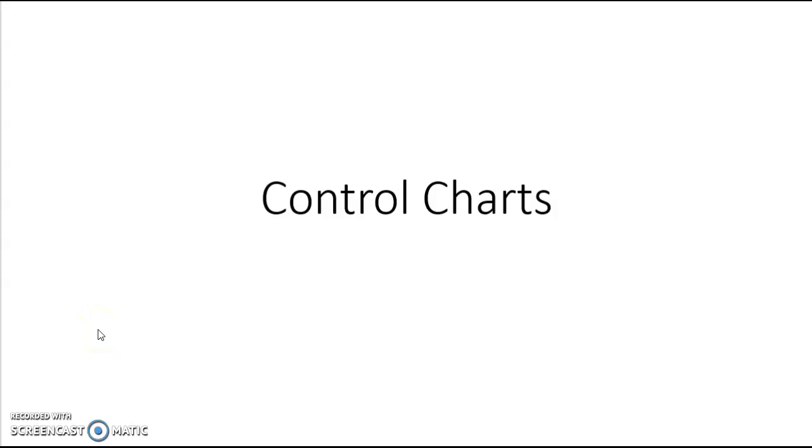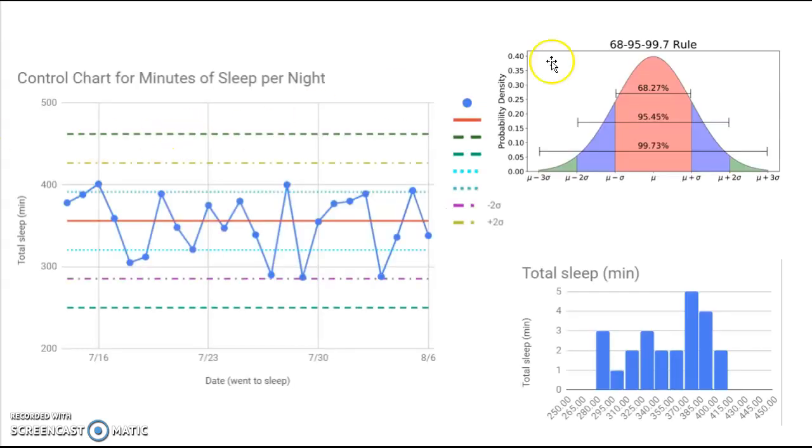Let's talk a little bit about control charts and the math behind them. What do these three charts have in common? So this is my control chart I created for minutes of sleep. This was the first thing I did to see if the total minutes of sleep was normally distributed. And this is our normal distribution, the theoretical normal distribution. So it turns out these three are all connected very closely.